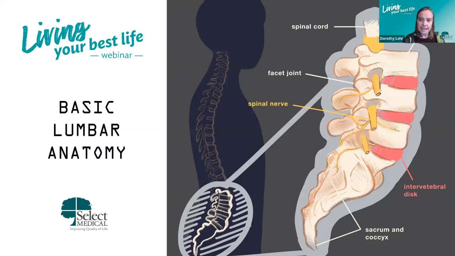In between the segments of your spine, those pinkish, reddish blocks on the picture here are your intervertebral discs. And they act as a cushion, a spacer, and allow for movement within the lumbar spine. And we're going to talk a little bit more about disc issues later on. But this is just a brief, basic anatomy of the low back so that you can have a better understanding of what's going on at the low back.